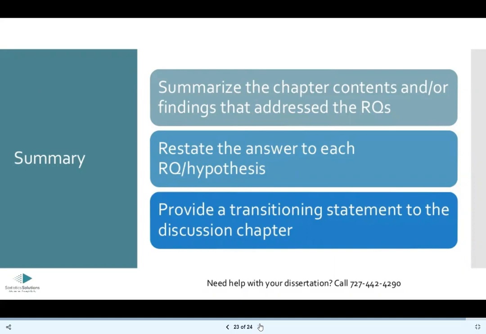In this section, you want to make sure that you restate the answer to each research question or hypothesis. So again, reiterating whether each null hypothesis was rejected or whether you failed to reject those null hypotheses. And then you'll just provide a transitioning statement to your next chapter to say that you will be discussing the meaning and the implications of these findings in the next chapter.